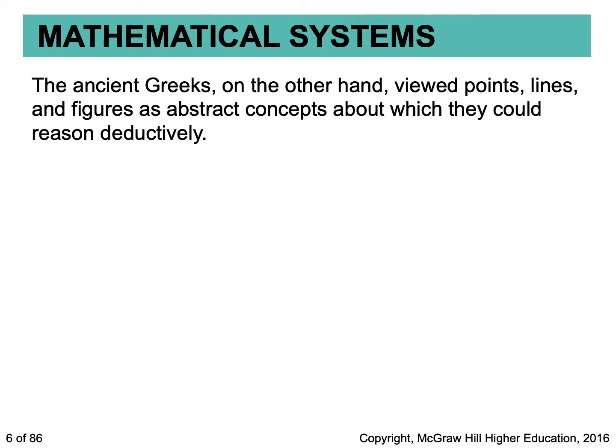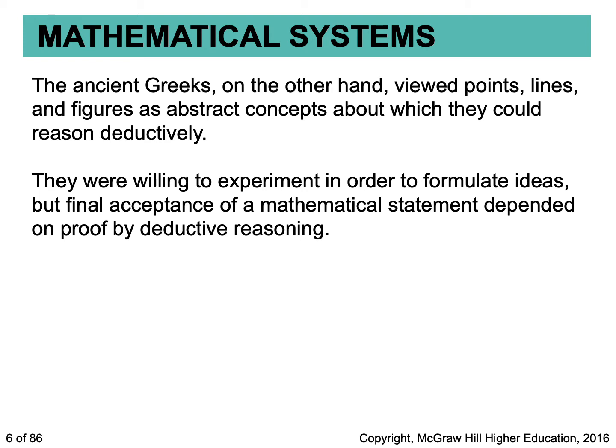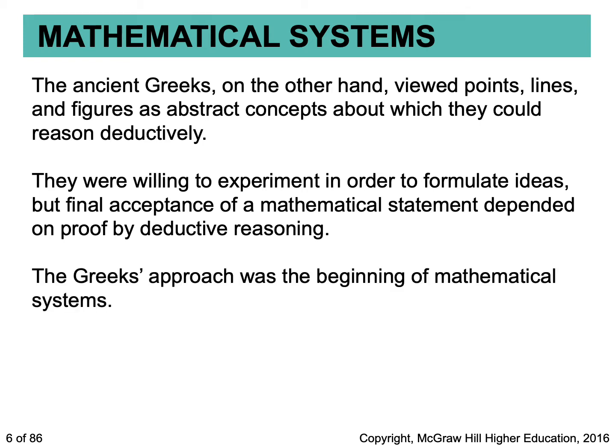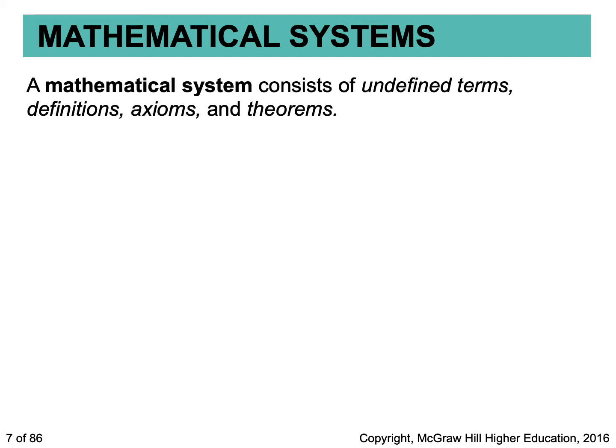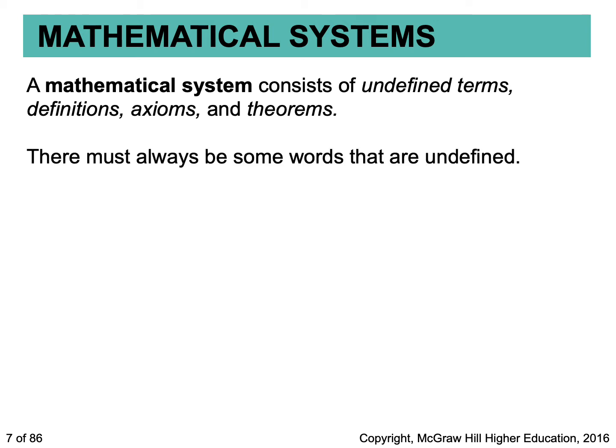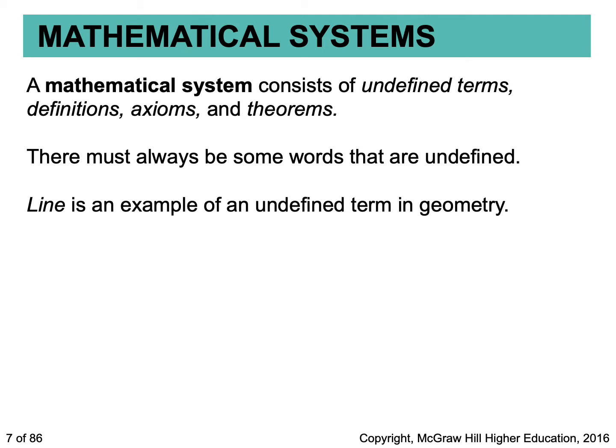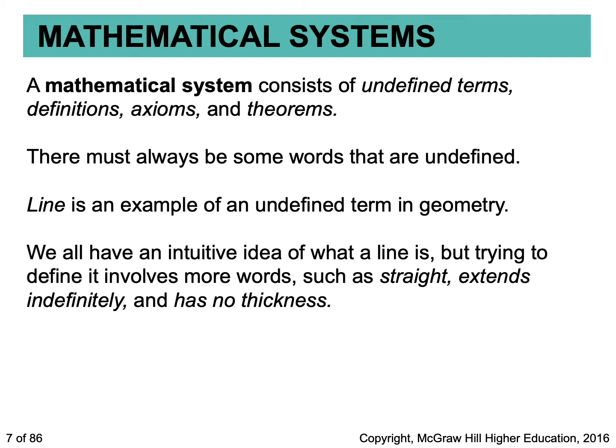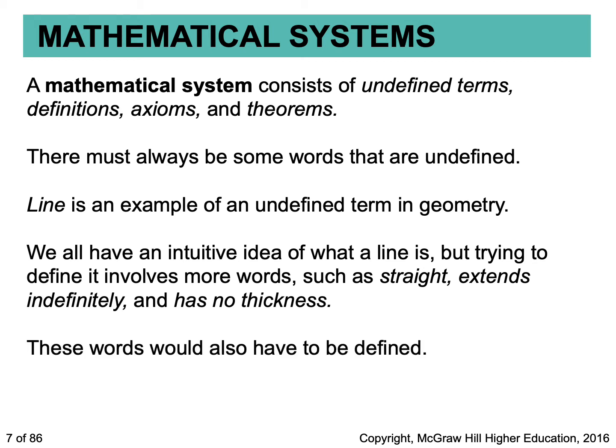And then how the Greeks approached geometry. It was the beginning of mathematical systems, which consists of undefined terms, definitions, axioms, and theorems. And if you recall geometry from high school, you may remember doing proofs and using definitions and theorems. And so with this section, we're starting with a lot of definitions, but taking a step back, there will be some words that are undefined, like line is an example of an undefined term in geometry.